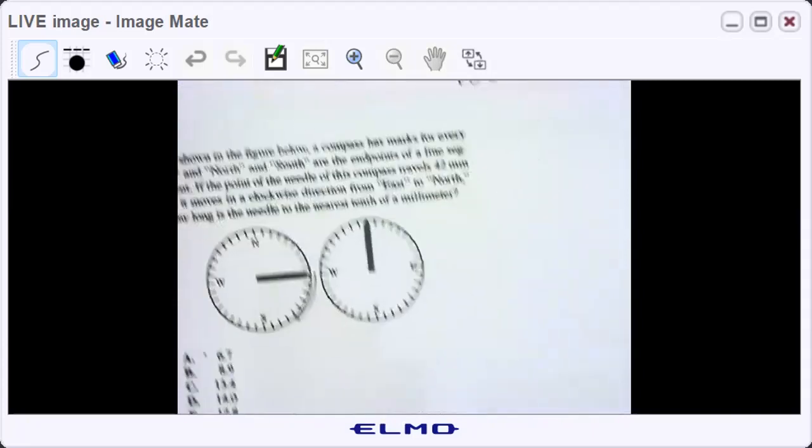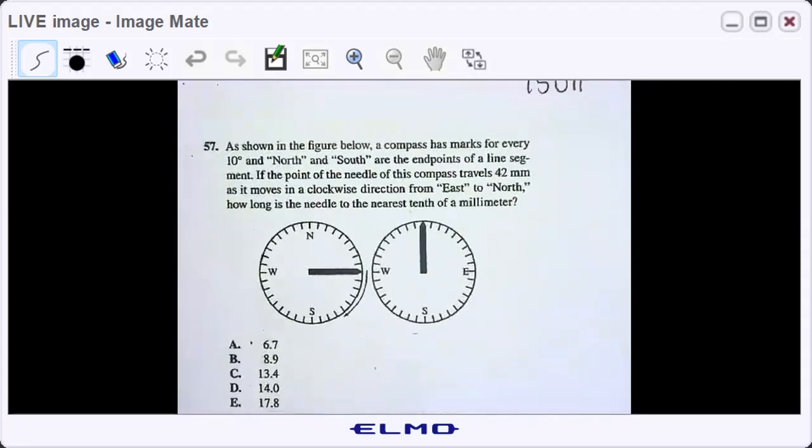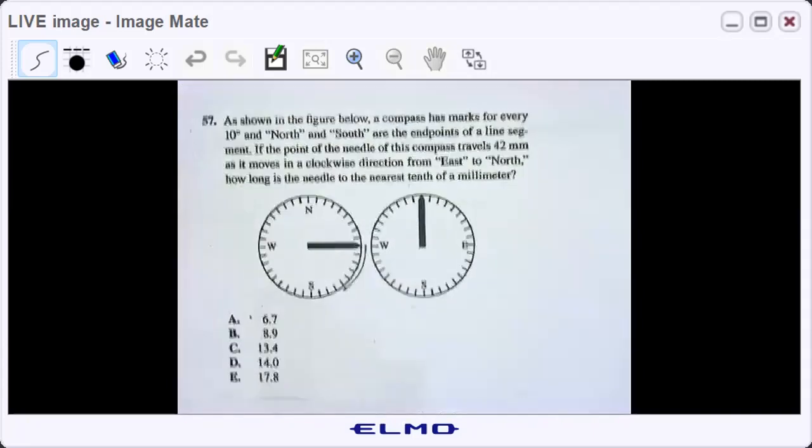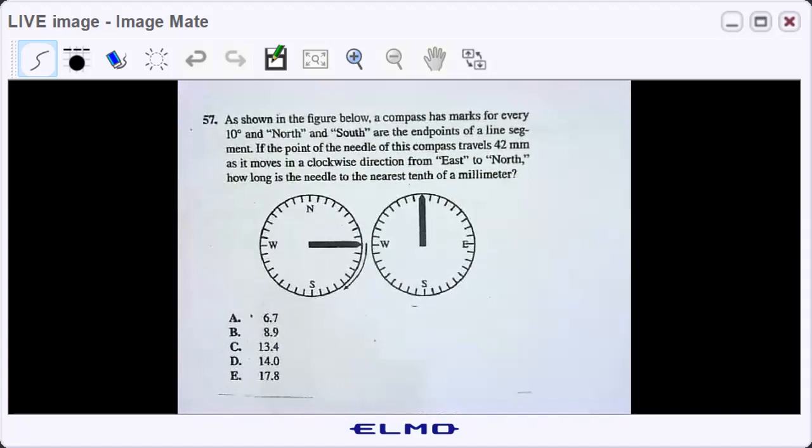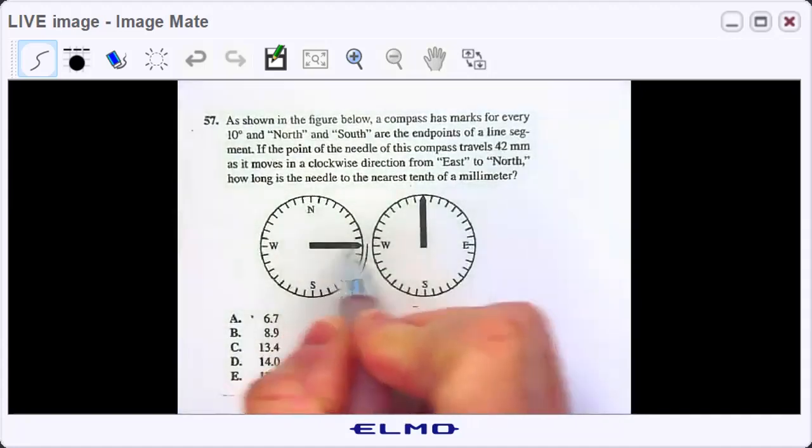Circumference. Okay, 57. As shown in the figure, a compass has marks for every 10 degrees. The 10 degrees are really not going to come into play here. North and south are the endpoints of a line segment. If the point of the needle of this compass travels 42 millimeters as it moves in a clockwise direction from east to north, and they have that on the little pictures, how long is the needle to the nearest tenth of a millimeter? So they're asking for radius. Remember, from the center out is radius.